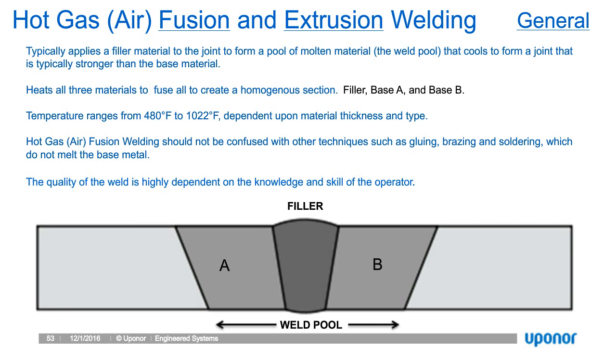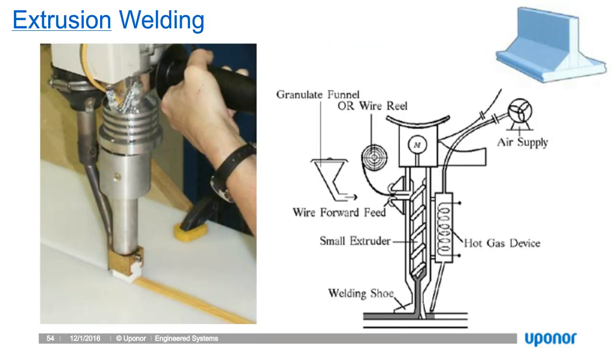Here's a snapshot of an extrusion welding gun being utilized. Just the concept is essentially we apply a granulate funnel or wire reel feed of polyethylene through a small extrusion chamber in the gun. That heats that. Simultaneously, hot gas or air is fed through the unit to heat the base materials A and B to the prescribed temperature. And then we have a welding shoe, which is actually pre-designed for the project based on the joint configuration and the stress and strain that we're going to apply to that joint.